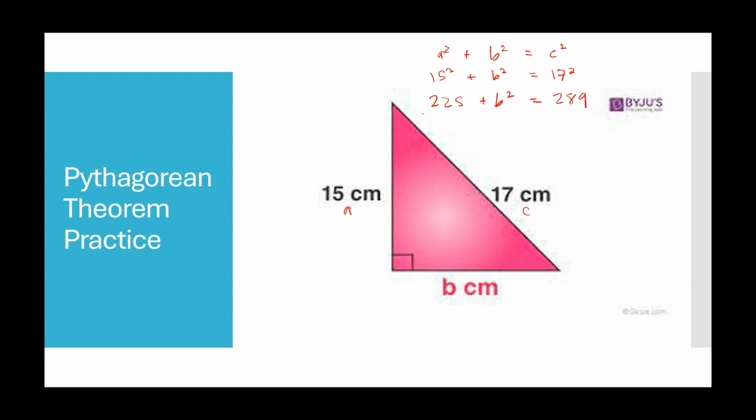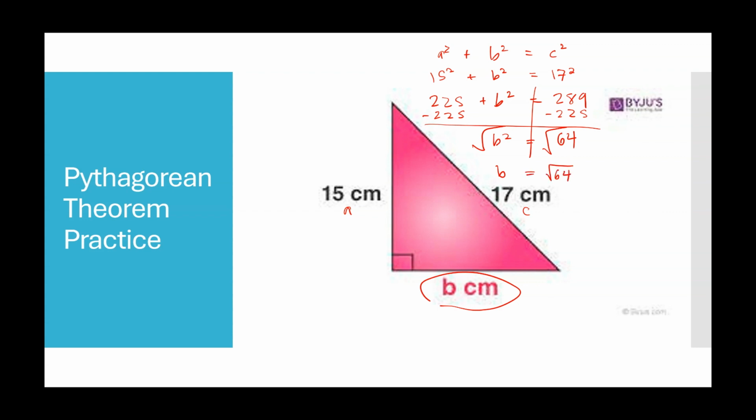We still have b squared. We want to try to get b all by itself, so we're going to subtract that 225 on both sides, and that leaves me 64 here. Now, that does not mean that side B was 64 centimeters, right? Because this is B squared. We're going to need to use the inverse operation from squared, which is square root. So we're going to square root on both sides of this equation. That leaves me just B.